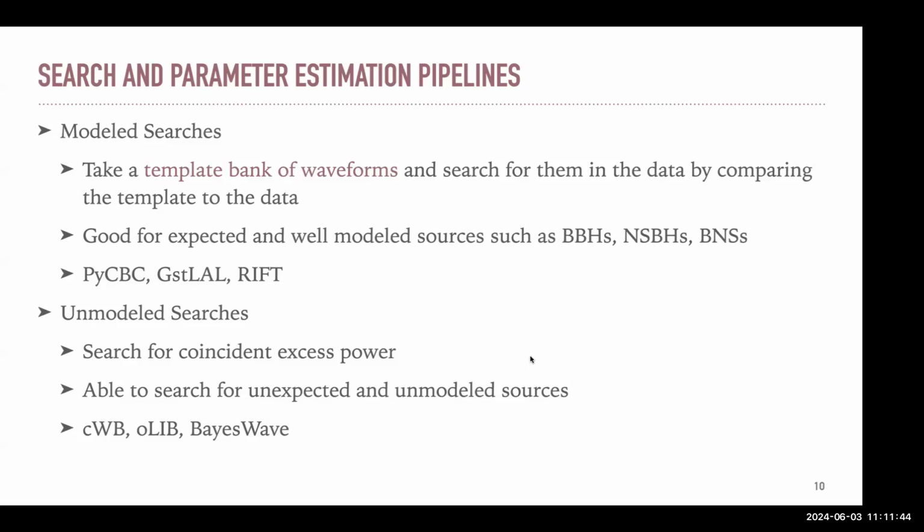Then there are unmodeled searches, which just look for coincident excess power. They look for a spike in the power that the photodiode sees in the gravitational wave. By coincident, I mean you see it here in Livingston and you see it in Hanford, so it's unlikely to have just been noise. What's great about that is you can search for unexpected signals or unmodeled sources, or for things that are just a burst. It's good if you're trying to look for supernovae or things that we don't even know to expect. cWB, oLIB, and BayesWave are some of those searches and parameter estimation pipelines.